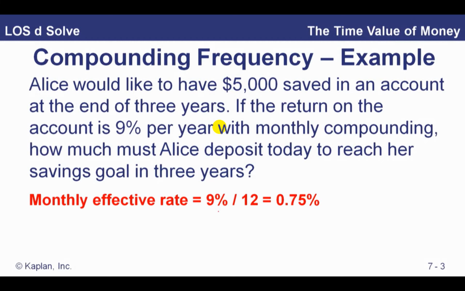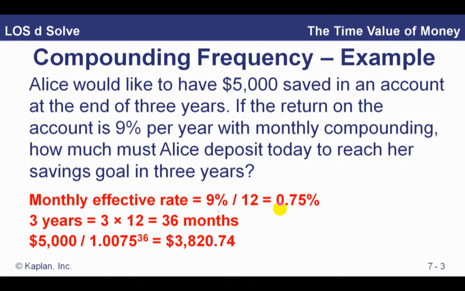So we get a monthly effective rate here, 9% divided by 12, of 0.75%. 3 years we know has 36 months. So now we're going to take that future value of 5,000 and divide it by 1 plus that monthly effective rate to the 36th power and get the present value of 3,820.74.